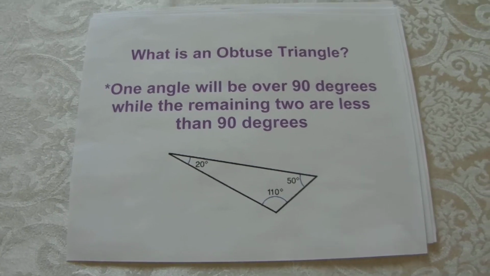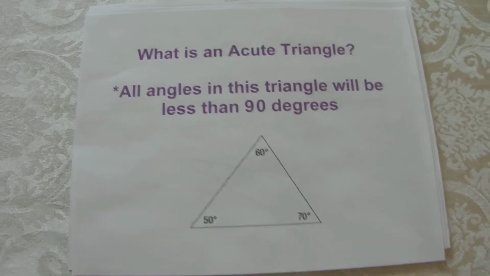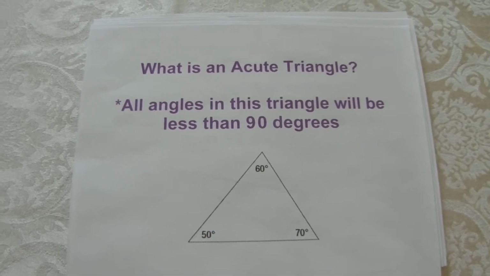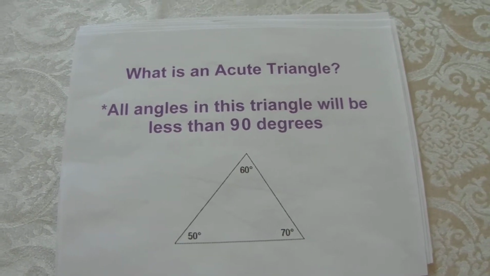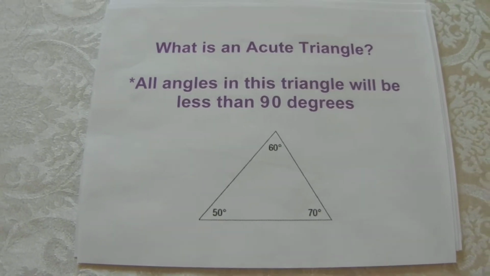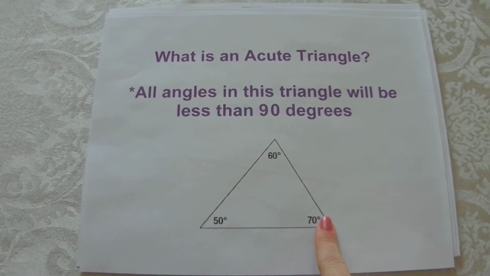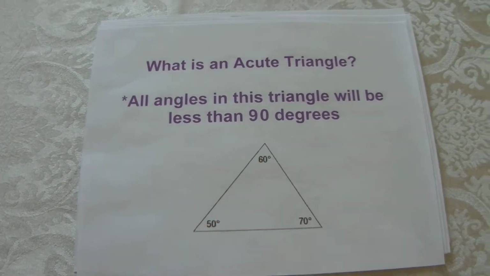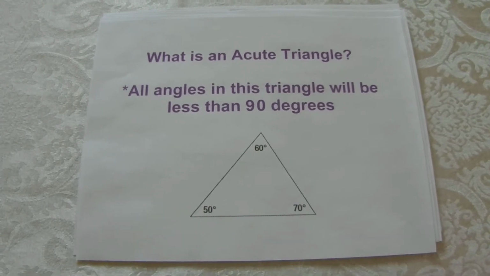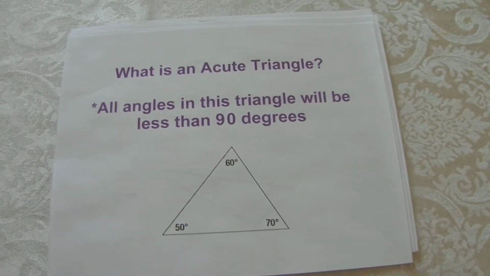The third triangle I want to talk to you about today is an acute triangle. Now, an acute triangle is a special triangle. It is a triangle that has all angles less than 90 degrees. As you can see in this example, we have one angle that's 50 degrees, one angle that is 70 degrees, and one angle that is 60 degrees. Nowhere in this triangle is an angle with 90 degrees or higher.